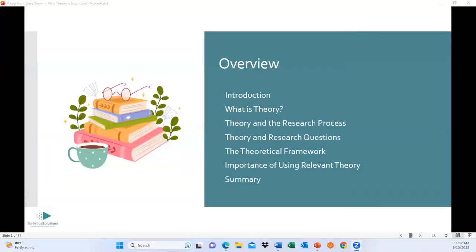Here's what we're going to be covering today. It's the overview. Why theory is important, theory in the research process, theory and research questions, the theoretical framework, because that's usually where, when writing a social sciences dissertation, you do the most work with the theory. Probably it's the theoretical framework, getting that together, and the importance of using the right theory for your study.